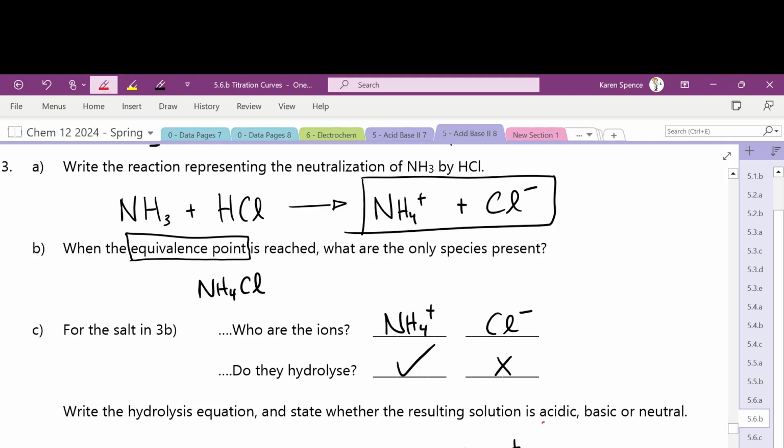So, is our solution acidic, basic, or neutral? Our solution is acidic because we made hydronium.